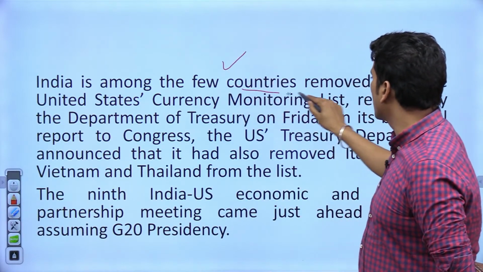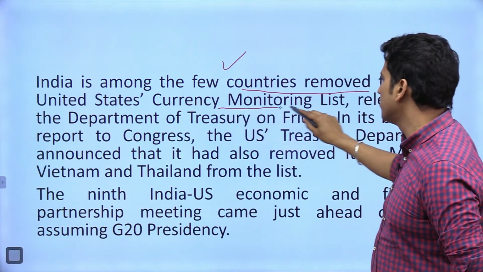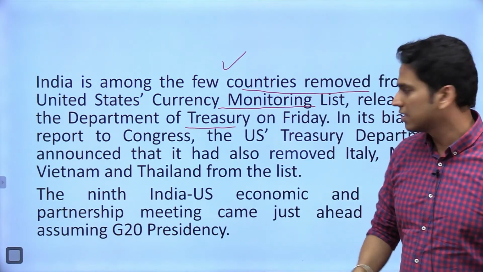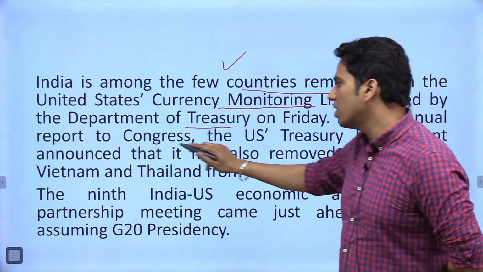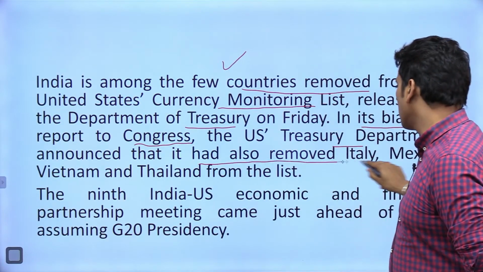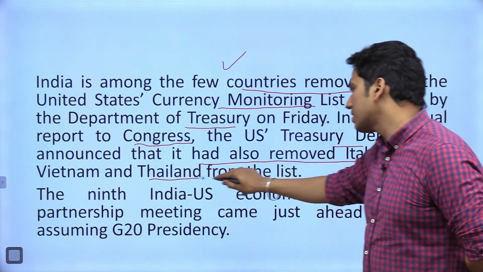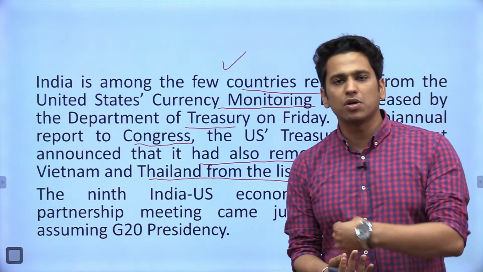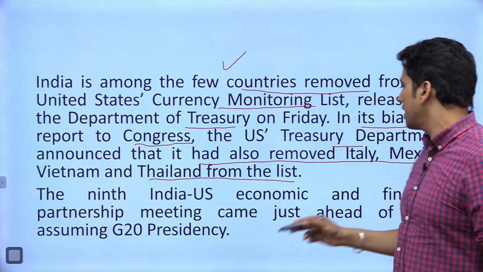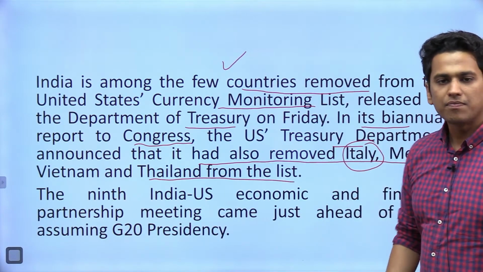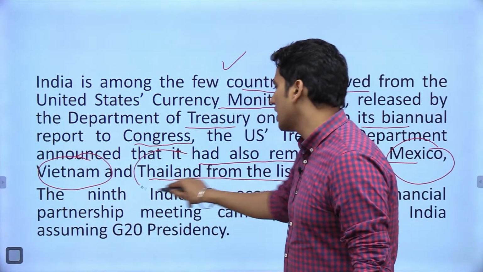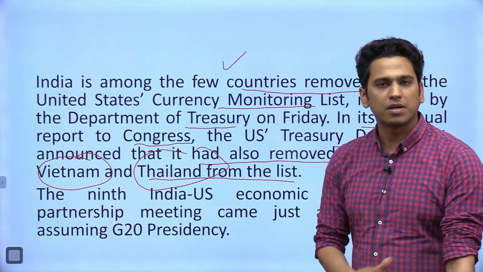India is among the few countries removed from the United States currency monitoring list, which is released by the Department of Treasury, on Friday. In its biannual report to the Congress, the US Treasury Department announced that it had also removed Italy, Mexico, Vietnam and Thailand from the list. These things are important, we should know which countries have been removed. India has been removed, Italy has been removed, Mexico has been removed, Vietnam has been removed and Thailand has been removed. Now this is very important.